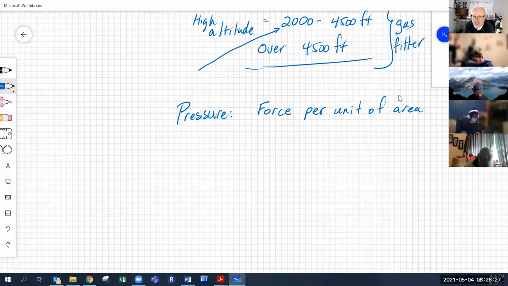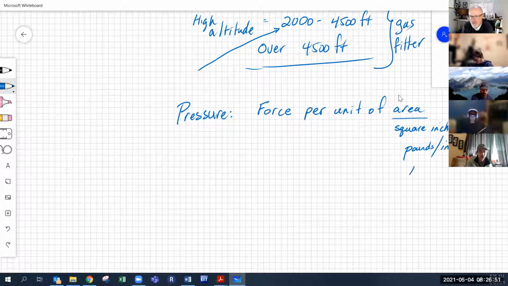Now, the area that we are typically talking about when we talk about pressure is in square inches. For example, we usually express our pressure in pounds per square inch, or sometimes called PSI. That is typically how we describe pressure.